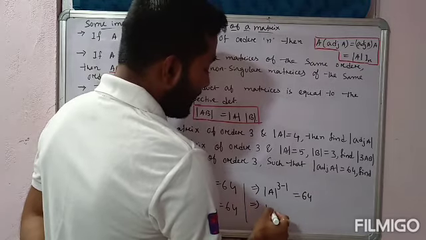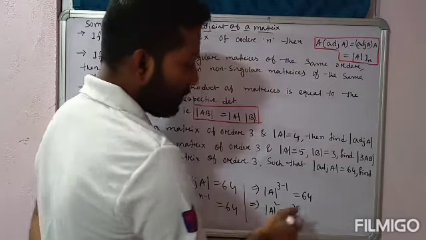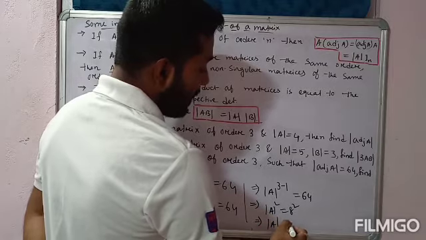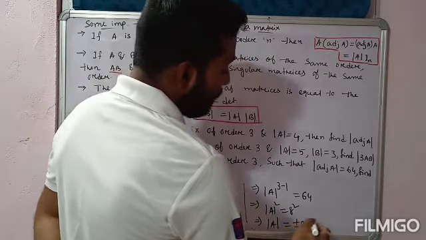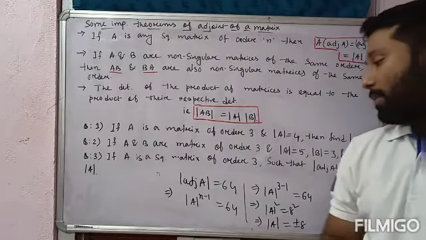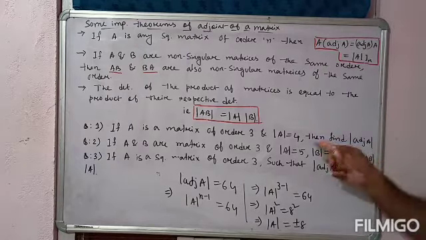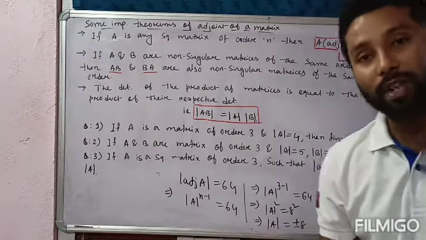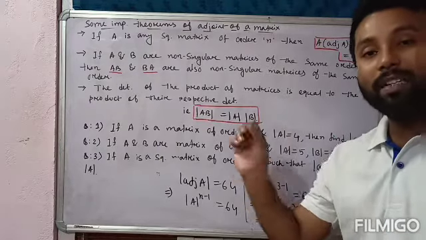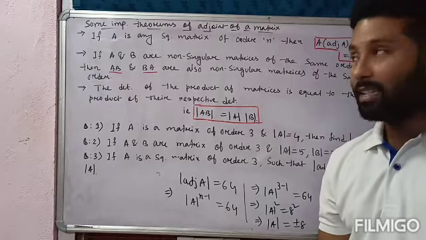That is determinant of A square, this is equal to 8 square. 64 can be written as 8 square also. Therefore determinant of A is equal to plus minus 8. Okay, so the value of determinant A is equal to plus minus 8. So this is the solution of the third question. Number 3 and number 1, just reverse question only. Okay, so these are the numericals related to those properties of adjoint of a matrix, which I have discussed in the last class.